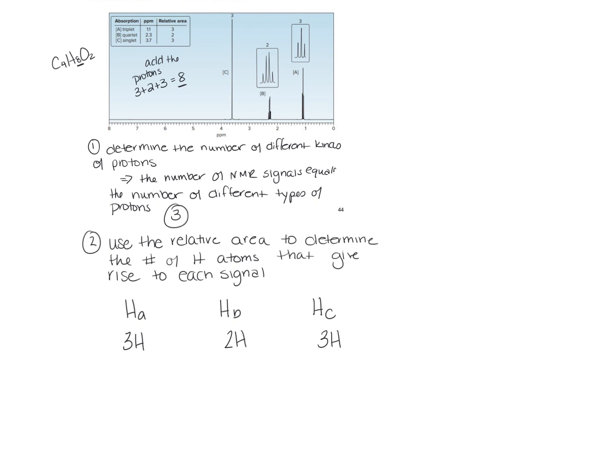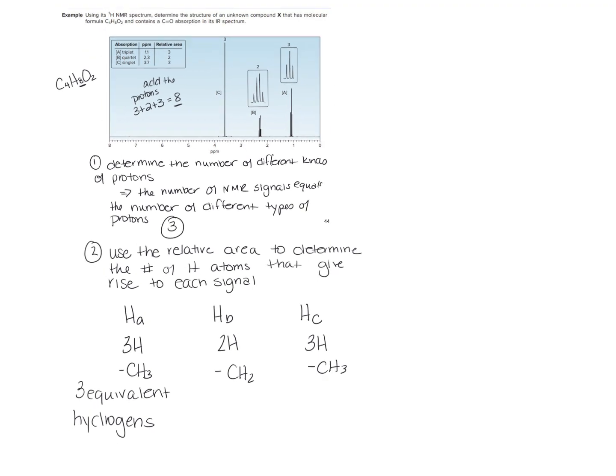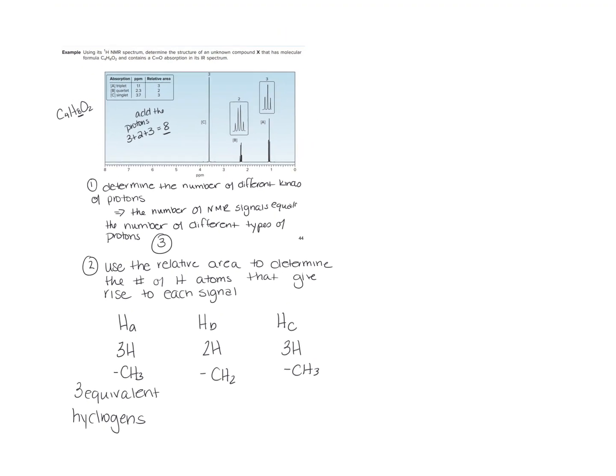Now, generally, if you have 3 equivalent hydrogens, not all the time, it's going to mean there's a CH3 group there. Generally, if you have 2 equivalent hydrogens, it indicates there's a CH2 group. Not all the time, but most of the time, that's what we're going to see. Then we need to use the other information. So let's come up here to 3, and we need to look at splitting patterns.